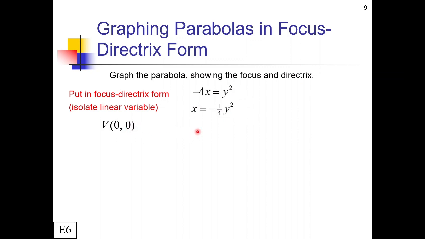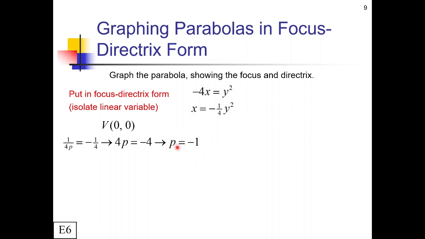For the p-value, we can set 1 over 4p equal to negative 1 over 4. And if we cross multiply, now we've got negative 4p equals 4, or 4p equals negative 4, however you want to write that. And then dividing by 4 gives us a p-value of negative 1. Now we have to be a little bit careful with this negative 1. We're still going to add or subtract it as we normally would, whichever direction we're going.